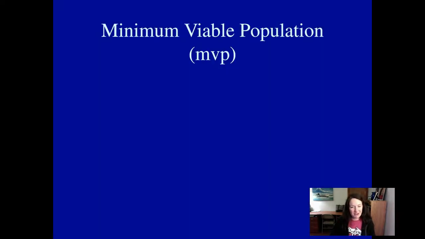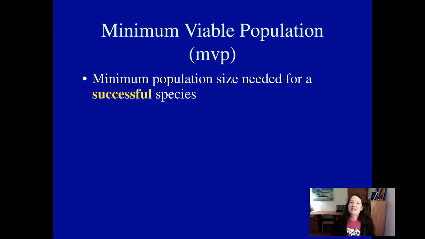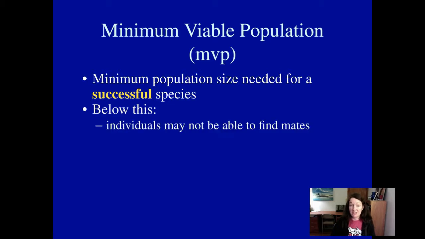Another term you'll need to know, the minimum viable population, or MVP, is the minimum number of organisms in a population needed for the species to continue on and be successful. So this is one that we might hear often when we're dealing with conservation efforts, trying to help species that are having a difficulty maintaining that minimum viable population. They are more at risk of extinction.